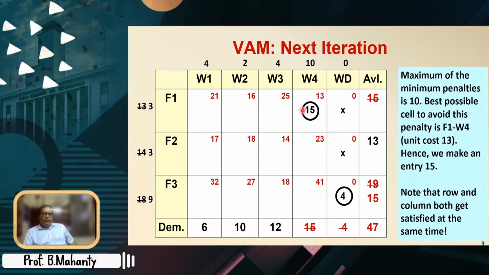The row and column both have got satisfied at the same time, and if we enter a 15 here, because we have no other choice but to enter 15, because that is the maximum that can be entered in this particular cell. So the moment we enter this 15, we see this 15 is crossed, this 15 is also crossed. So should we put a cross at both the row and the column? There are two methods available here. You can put a cross on both sides. If you put a cross on both sides, then you are going to have a unique problem.